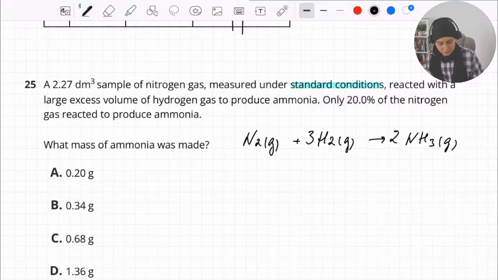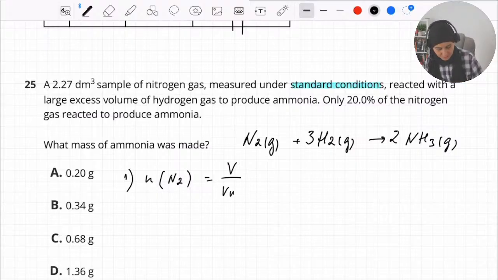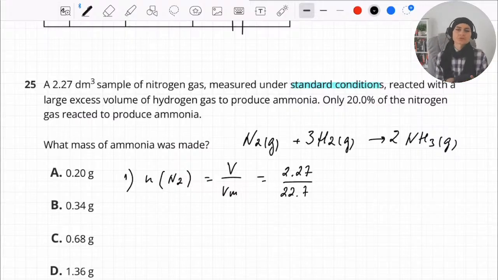So in these questions, remember what we do, we always find moles first and then apply the ratio and then find whatever they ask, the mass of ammonia in this case. So the first thing I'd do is find moles of nitrogen gas. Since it's a gas, I'm applying volume over molar volume. So 2.27 over 22.7, that's from the data booklet, molar volume at standard conditions, which is 0.1, right? Yes.